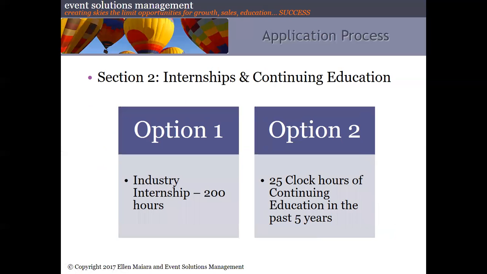Our next section is section 2, and again with internships and continuing education. Now, most of us fit into the option 2 category. And option 2 says that we have 25 clock hours of continuing education in the meetings industry in the past 5 years. Okay, now a lot of people go, well, how am I going to get that? And nobody get discouraged, right? I'm going to show you before we're all done an easy way to accomplish that. Okay, so stick with me.